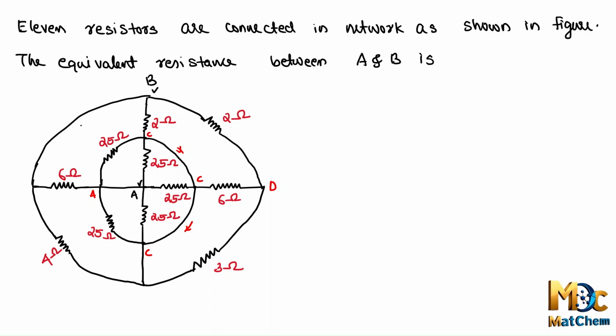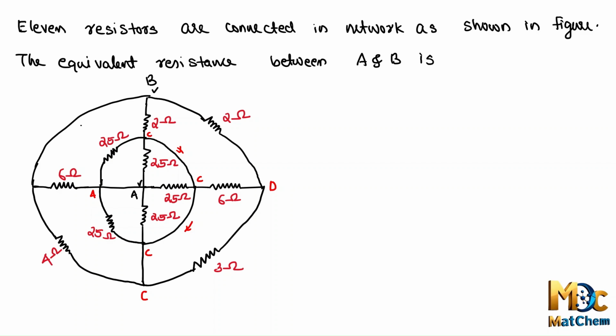Then this particular point is C. In this pathway, there is no resistance. So if this point is C, obviously this is also going to be C. So we can understand that between C and D, there is a 6 ohm resistance. Then from A, there is a 6 ohm resistance.